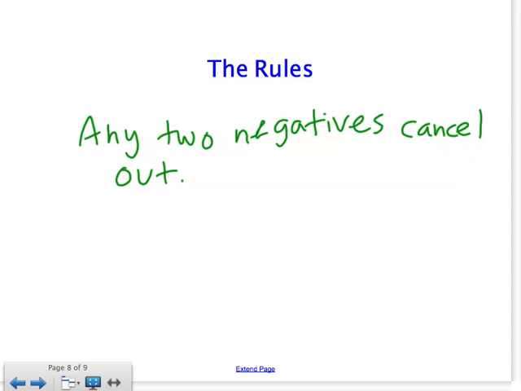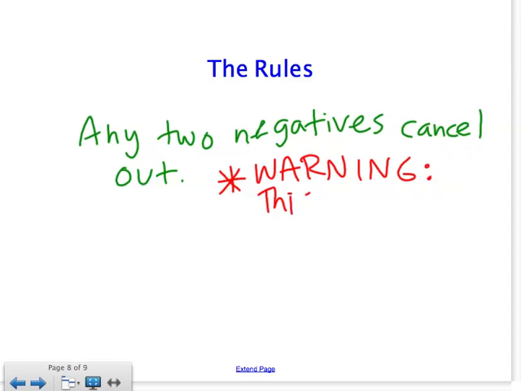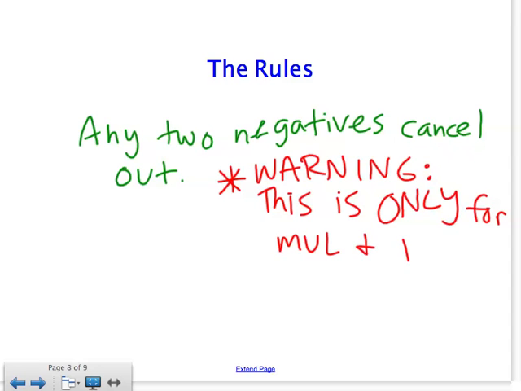So I would put a big warning in your notes so you don't make the mistake. Warning, this is only for multiplication and division. Multiplication and division. Okay? Don't get it mixed up. That is across the board the most common mistake people will make, is they just get different concepts mixed up. You understand the rules, you just apply them to the wrong thing.